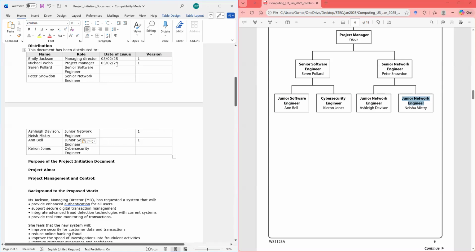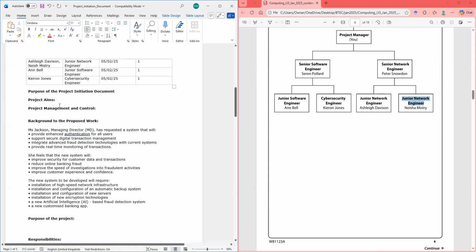Okay. Now we just need to put the dates in. This has to be one also. All right, so we just need to put these, and it's distributed to everybody. So we could do it that way, all right, and get the same result. All right, purpose of the project initiation document. And under that, you have project aim, project management. All right, what's the aim of the project?